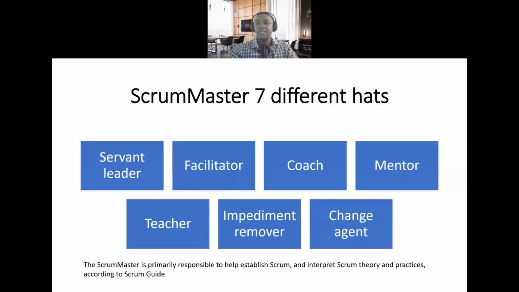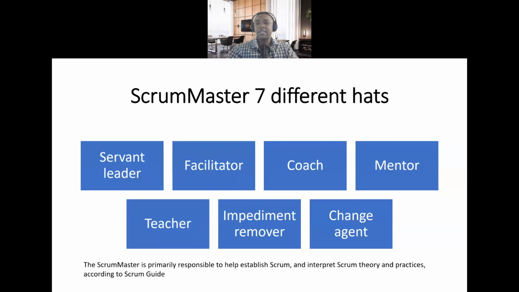The main purpose of today, we're not going to get into the detail in each of these 7 categories because they are really, really huge. What I intend to do today is to give us a highlight of each of these 7 different hats. Okay, starting with servant leader. What does it mean to be a servant leader?